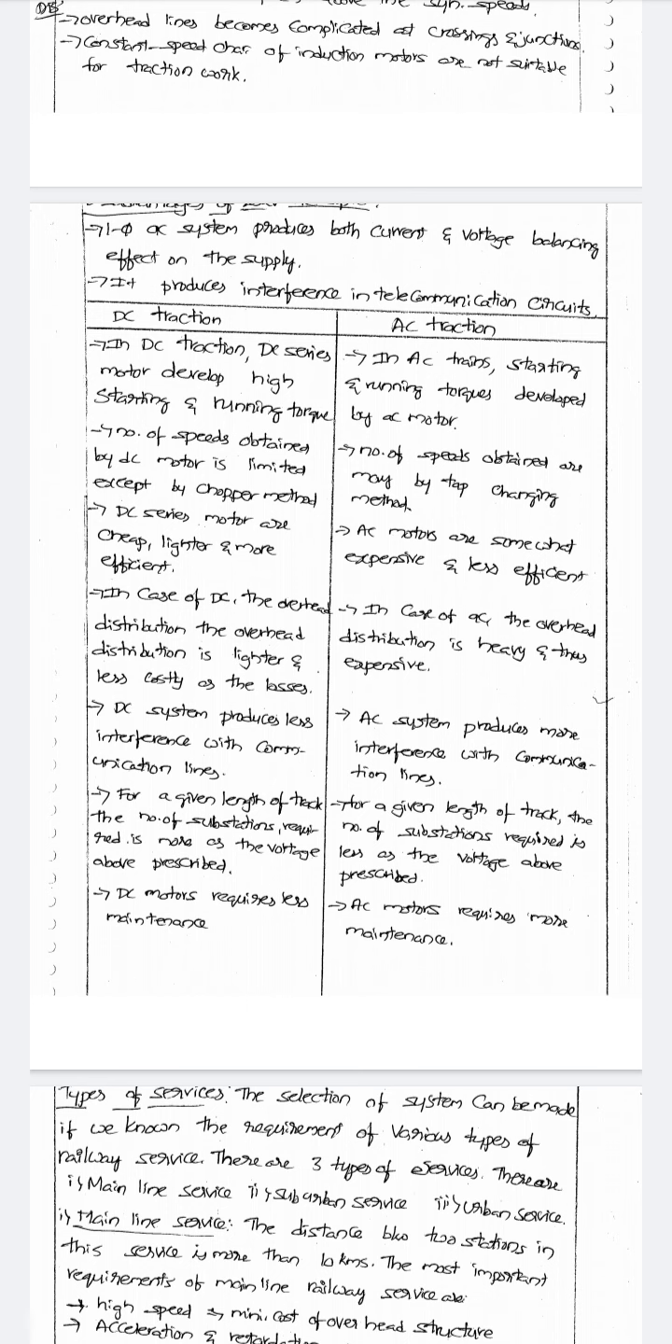Last class we completed systems of railway electrification. Okay. Now, this class we are going to discuss the comparison between DC traction and AC traction. Otherwise, the difference between DC traction and AC traction. Okay.